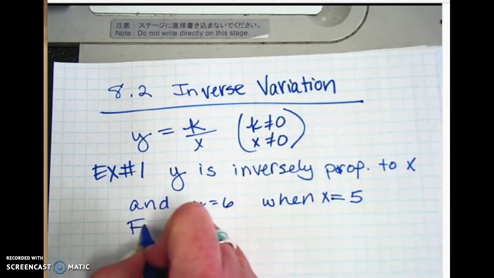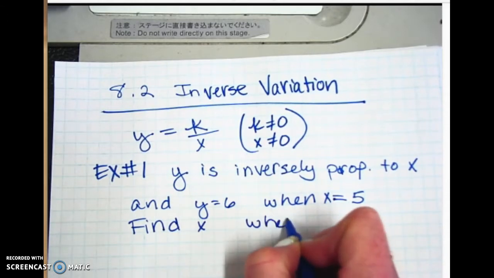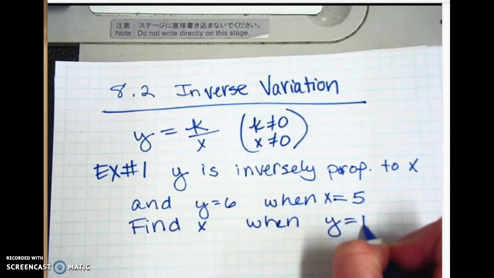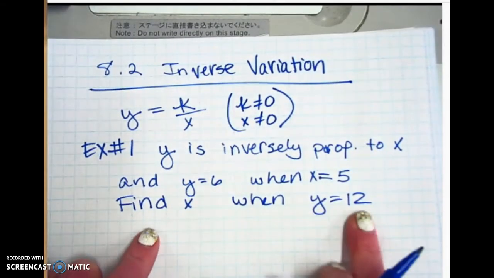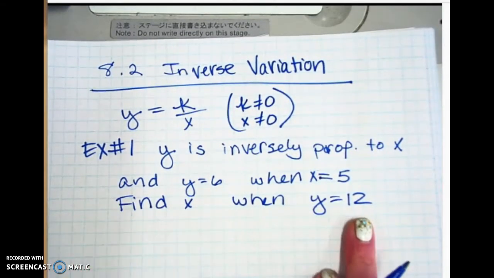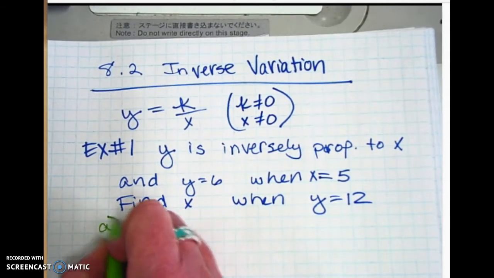Then you're going to find x when y equals 12. Okay, and the second part of the information, they only give you one thing to plug in, but you will have just found k, so you will also need to plug k in, if that makes any sense. All right, so for the first part, we'll call it part A.